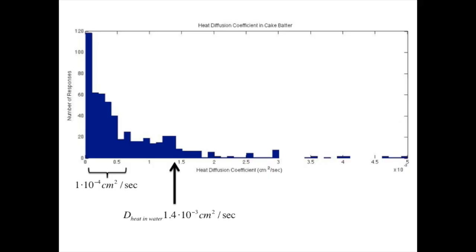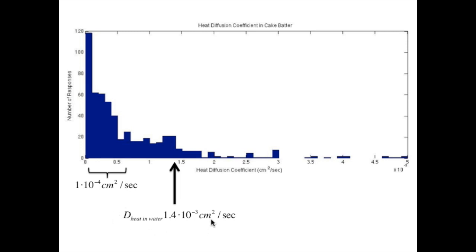Okay, here we go. Here is a histogram of the heat diffusion coefficient in cake batter that you all entered on this spreadsheet. As usual, we have the heat diffusion coefficient on the x-axis in centimeters squared per second. It's a little hard to see, but the maximum value is 5 times 10 to the negative third, so that's a 3. And on the y-axis are the number of responses. So this is how many people got a value for the diffusion coefficient within a certain range.